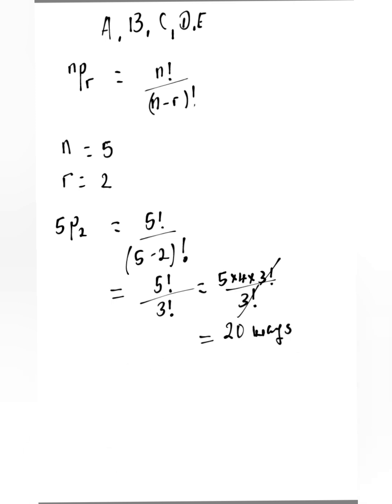Now, in permutation, there are some concepts that we need to know. One of them, which has already been established, is that nPr is equal to n factorial all over n minus r factorial. Then nPn is equal to n factorial all over n minus n factorial.